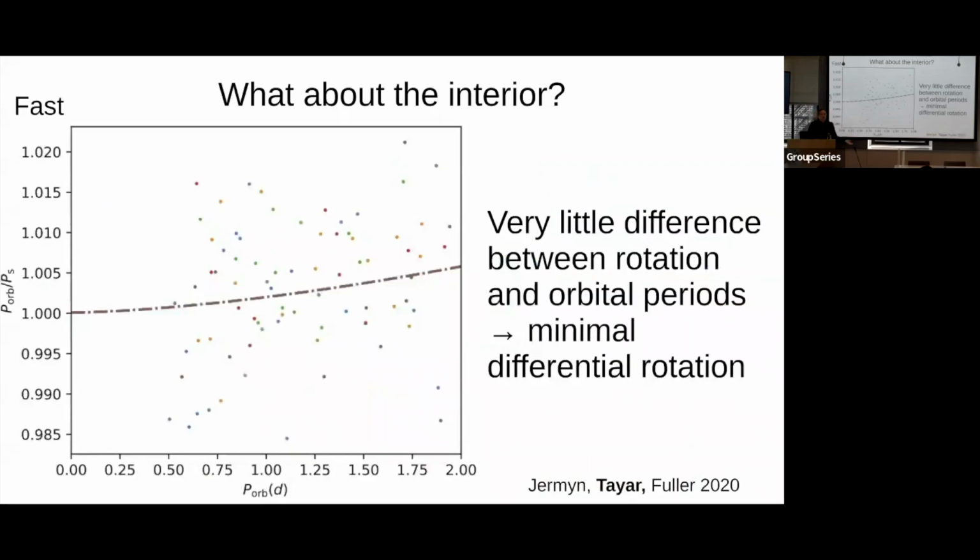And people have characterized a large number of close binary systems. In general, you find very little difference between the orbital period and the rotation period in such systems. And so that argues that there's relatively minimal radial differential rotation in these solar-like stars, which is kind of consistent with what we're seeing in our own sun.